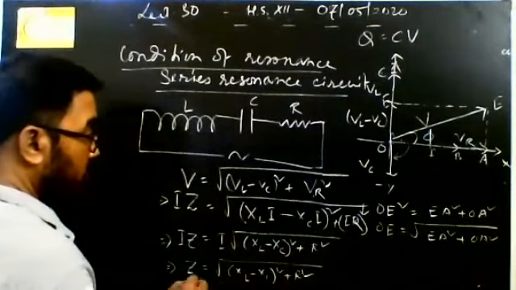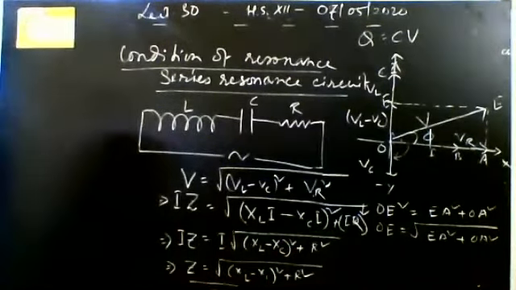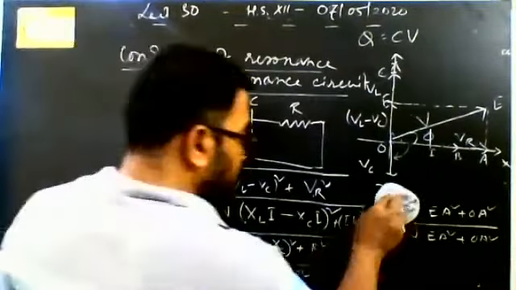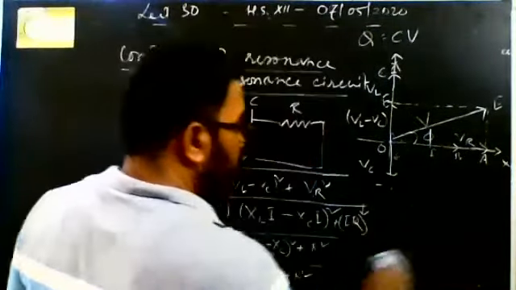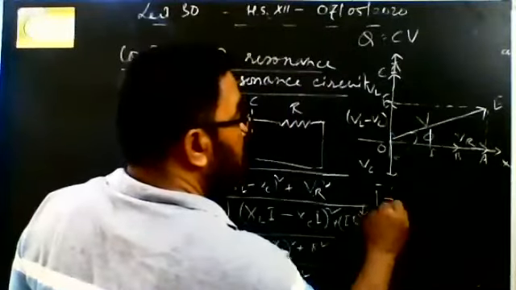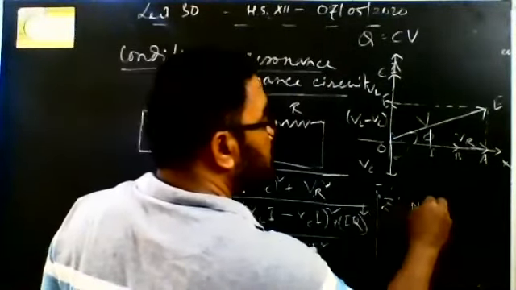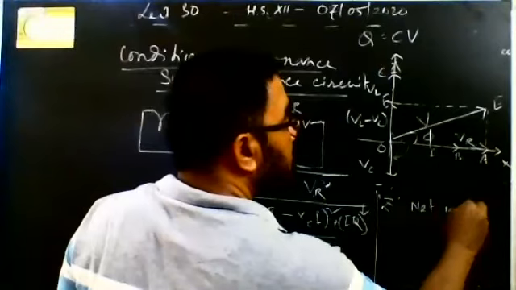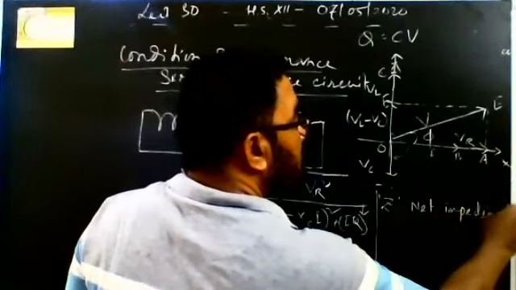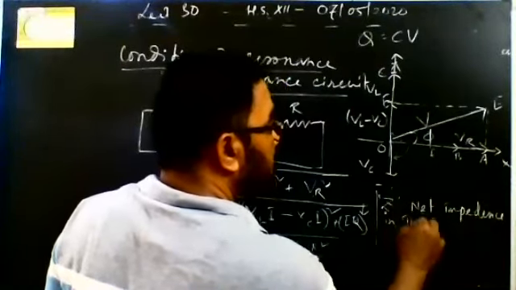So this Z is called net impedance. Z is what? Net impedance in the circuit.